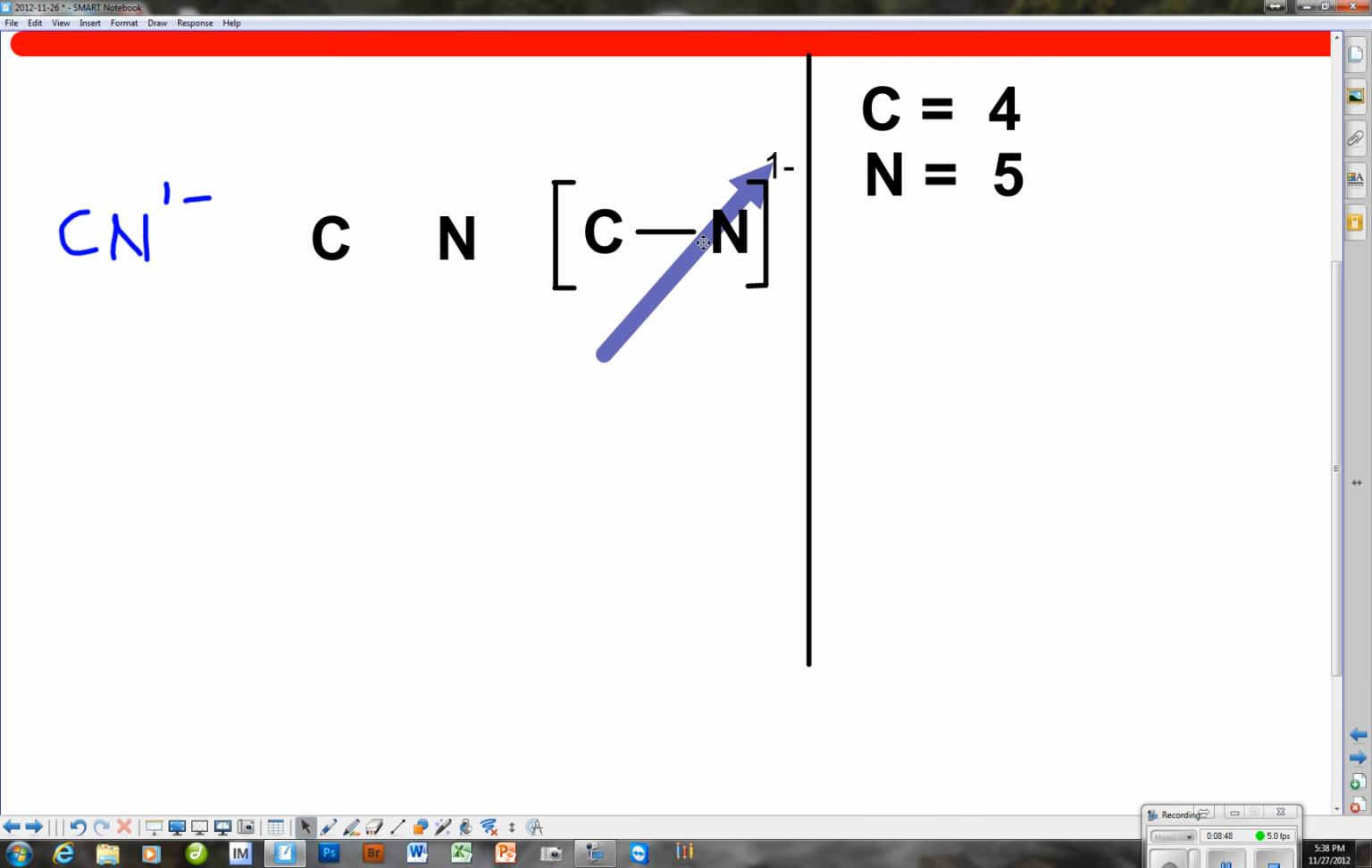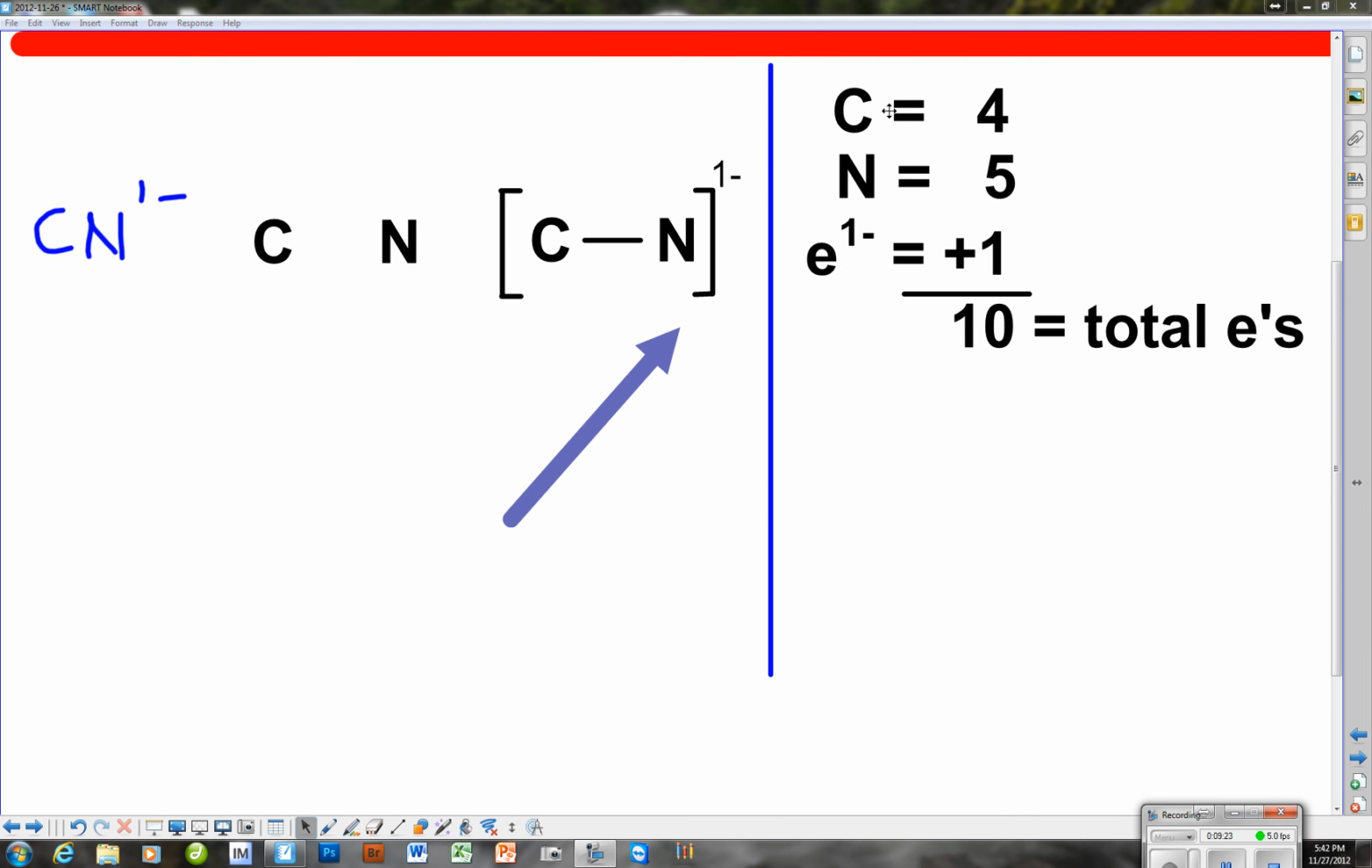And now the charge here indicates that we have 1 more electron than would be given by carbon, who's in column 4, giving you 4 valence electrons, and nitrogen, who's in column 5, giving you 5 valence electrons. So this little guy says, hey, we've got to put another electron in there to show that these guys didn't bring enough to represent what you're seeing inside the brackets. So let's go ahead and add that in.